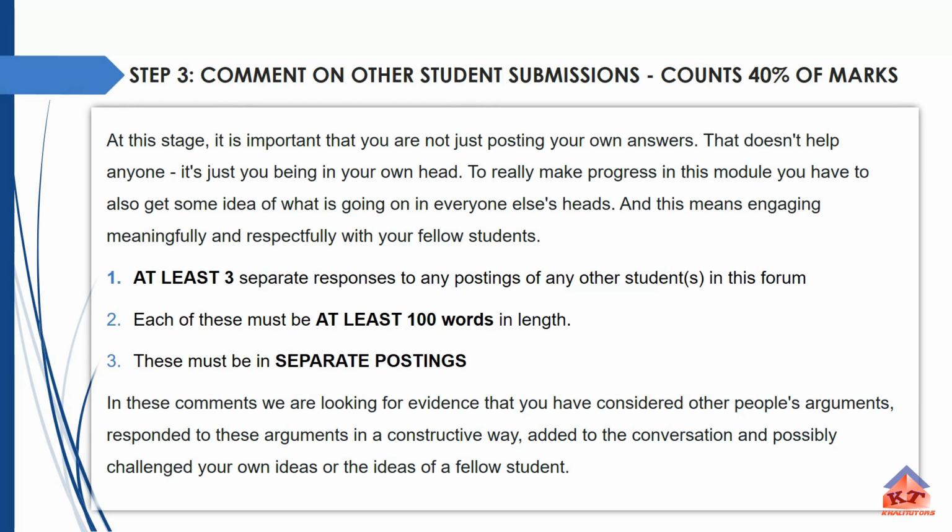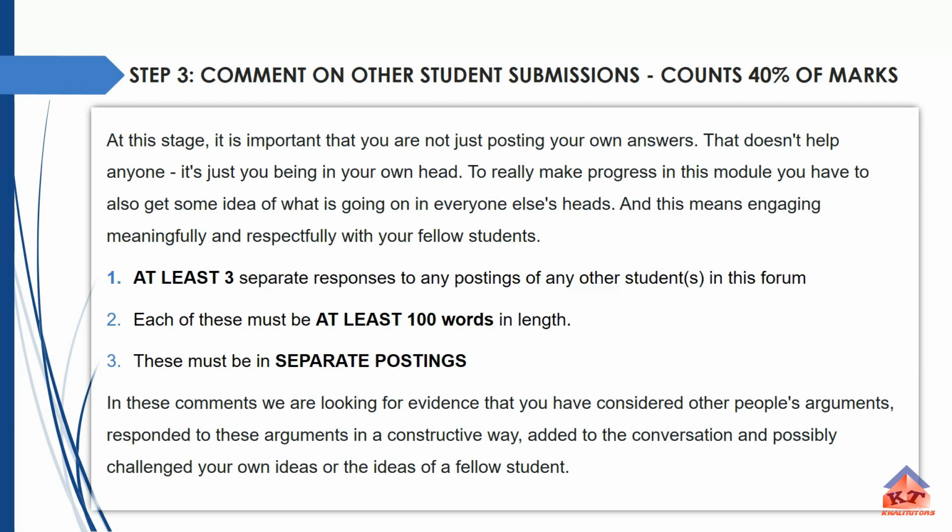They say you should write at least 3 separate responses to any postings of any other students in this forum. Please note, they say 3 separate. Don't comment to just one post and write 3 comments. That will be like wasting your time, okay.